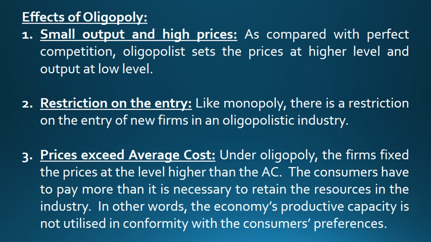Effects of oligopoly. 1. Small output and high prices. As compared with perfect competition, the oligopolist sets the prices at a higher level and output at a low level. 2. Restriction on the entry. Like monopoly, there is a restriction on the entry of new firms in an oligopolistic industry. 3. Prices exceed average cost.